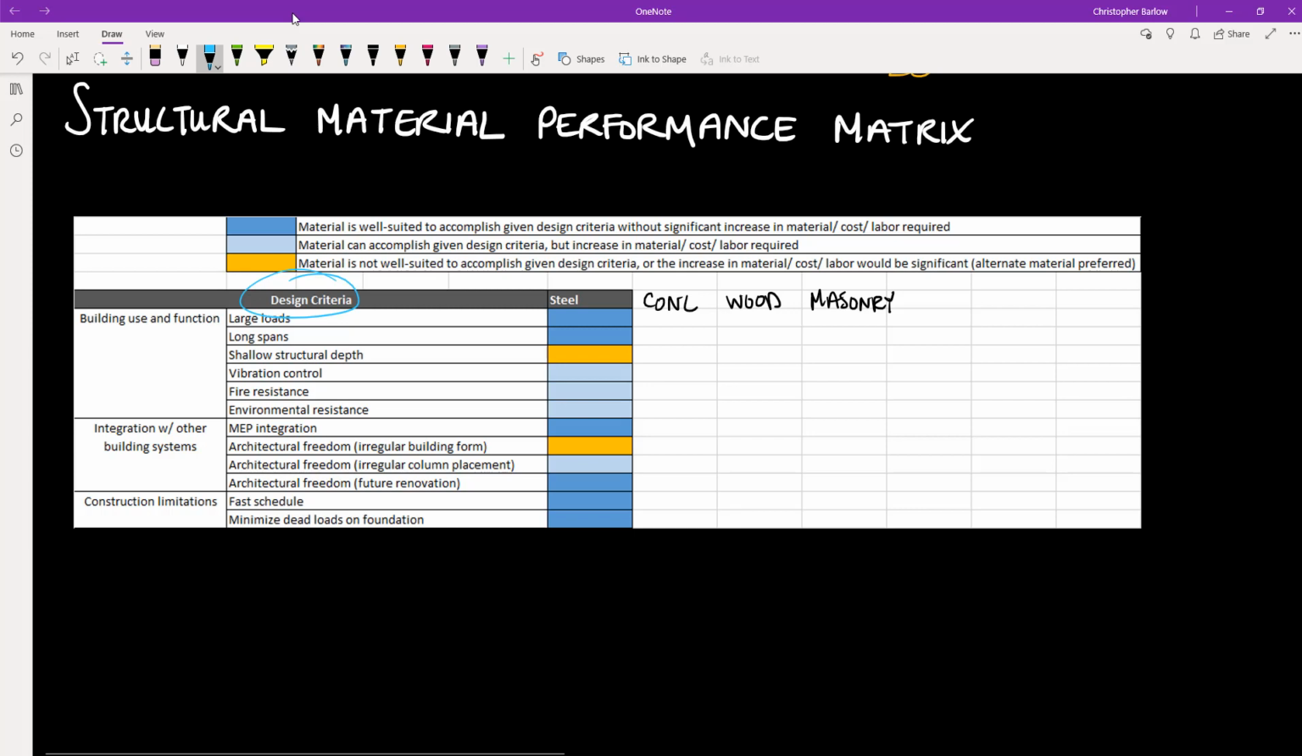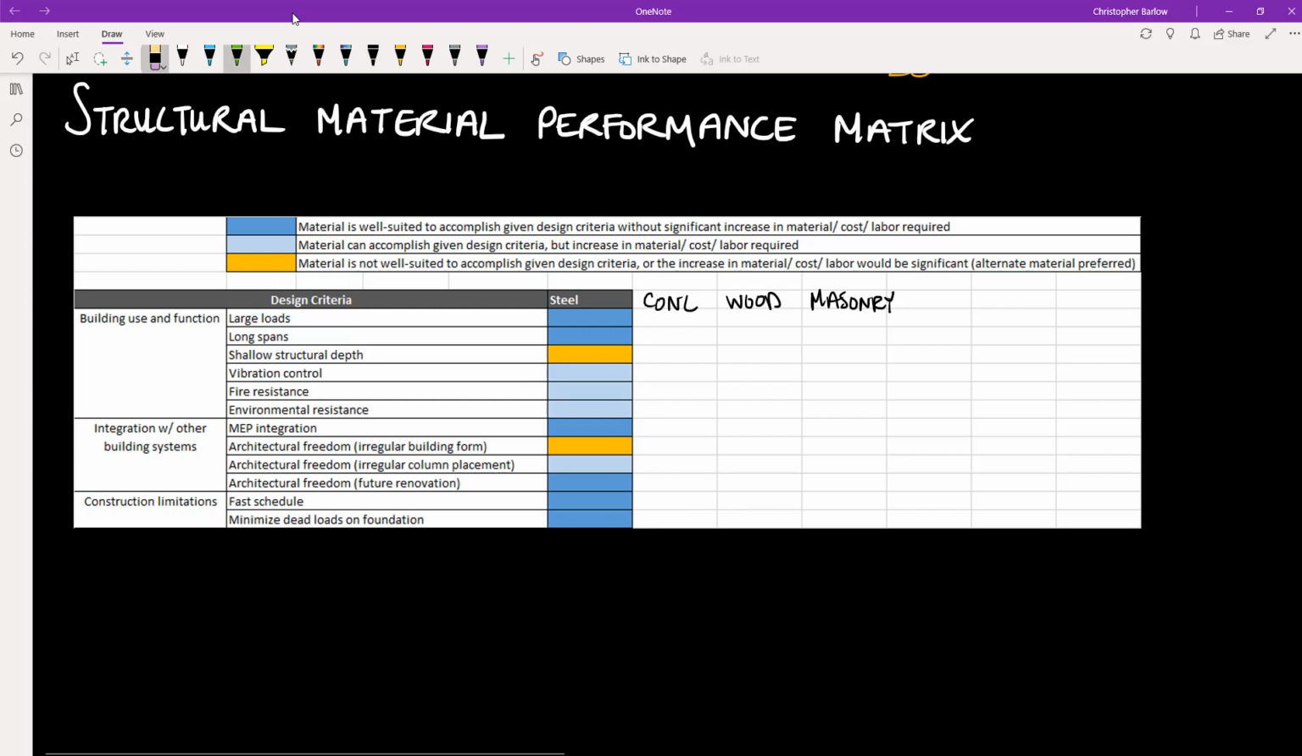If the cell is colored light blue, that means that the material can accomplish the given design criteria, but there would be some increase in material, cost, or labor required. And lastly, if we have this orange color in the cell, that means that the material is not well suited to accomplish the given design criteria, or that the increase in material, cost, or labor would be significant, and that there is an alternate material that is preferred for accomplishing that design criteria.